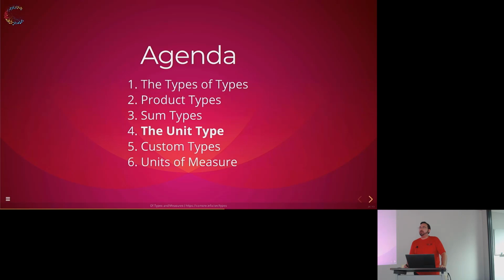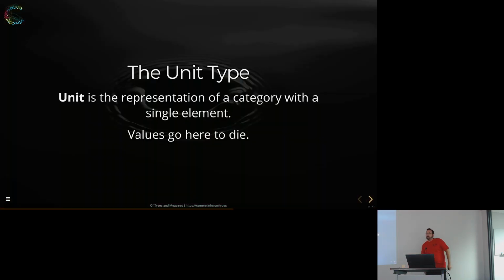Okay, so let's talk about the unit type. The unit type is a representation of a category with a single element. We're not going to talk category theory tonight. You're welcome. So let me rephrase this in a way that is not heavily mathematical. Values go here to die. It is a sink node. You can take anything and turn it into unit, but you cannot get anything out of unit.